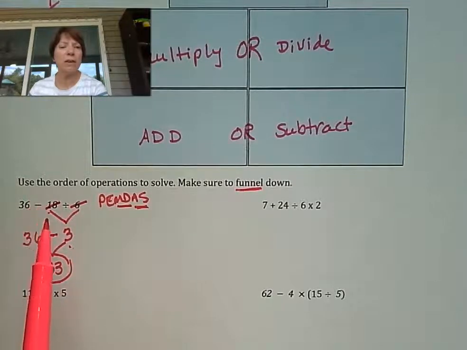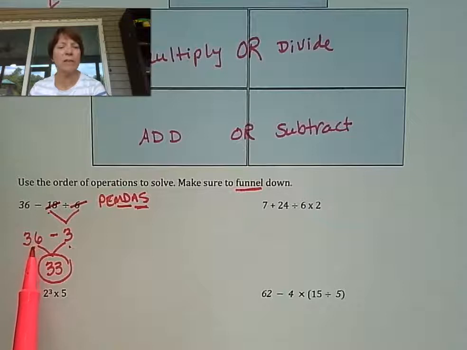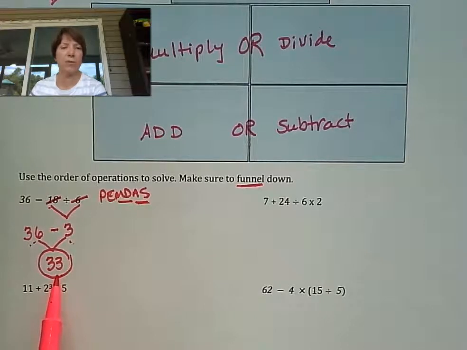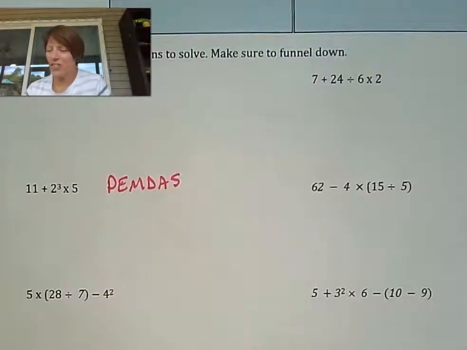Then I brought down any other operations that were there and any other numbers that were there. So I hadn't used the subtraction sign, so I brought that down. I hadn't used the 36, so I brought that down. And finally I did 36 minus 3, my last step, adding and subtracting, and I got an answer of 33. So that's how you use the funnel down method to figure an order of operations problem. Let's look at our next problem here.